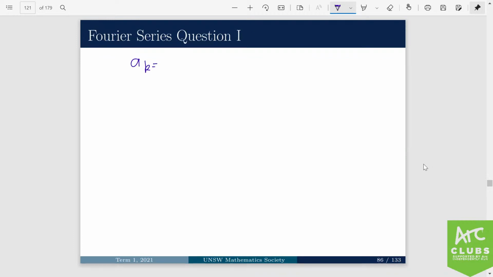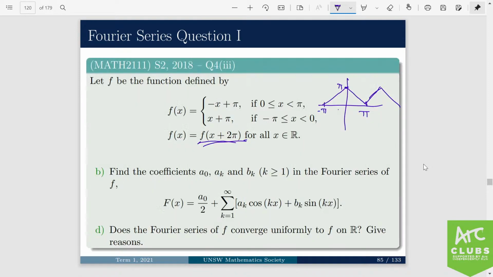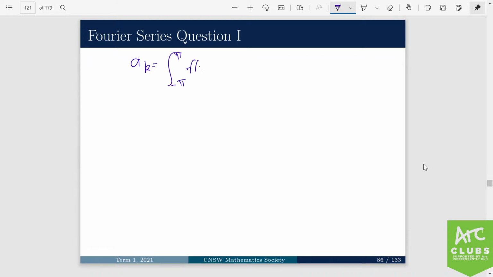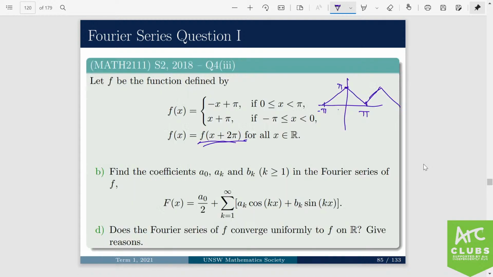So a_k is just the integral from minus pi to pi of f of x times cosine of kx. We just write kx because in the formula it's k pi x over L, and L is pi, so the pi's cancel out. So we just have this. Little trick here: this function is even. You can see in the graph, and actually you can mostly just see it in the graph.